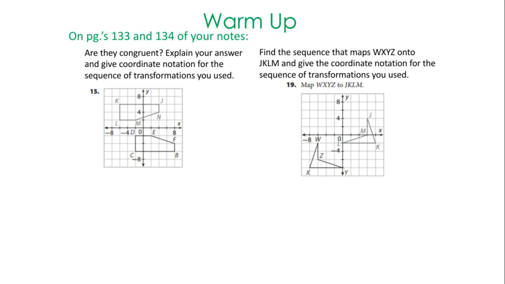I would say I'm going to go from B, C, D, E, F to J, K, L, M, N. I'm choosing to make the bottom one my pre-image. I think I'm doing that just because it's a little darker, but it doesn't really matter.